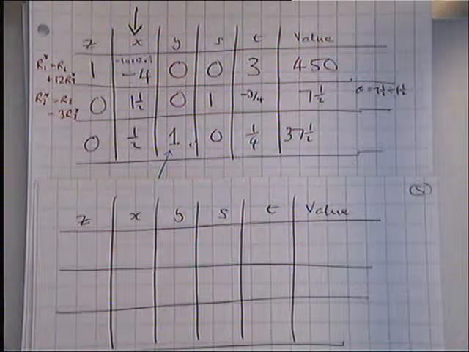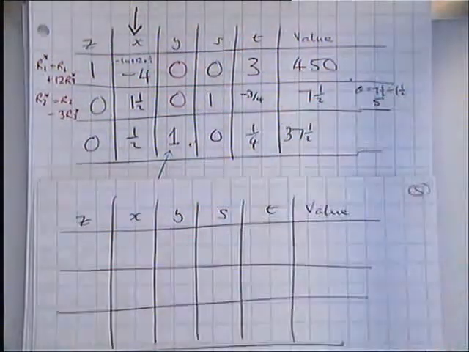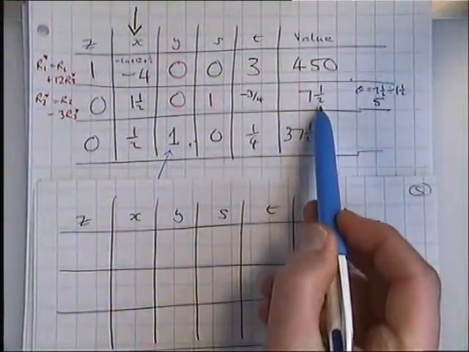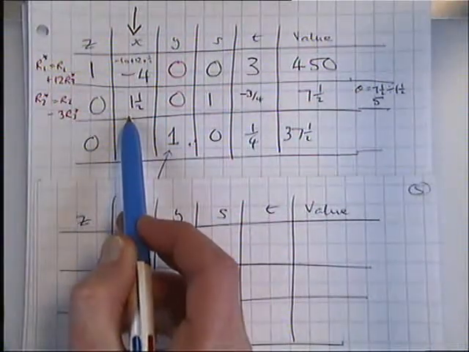3, 4.5, 6, 5. 5 is correct. So theta there is 5. That was the value column number divided by the pivot column number on that row.